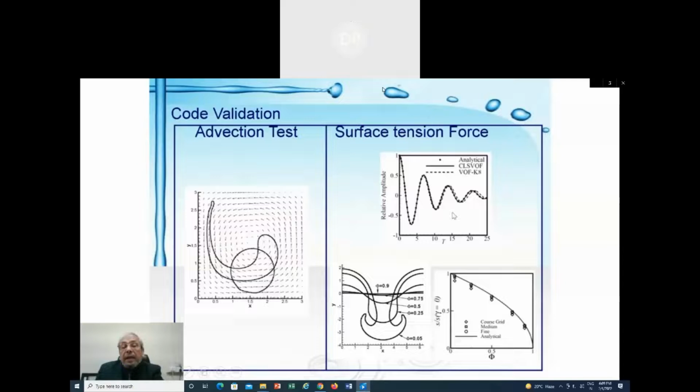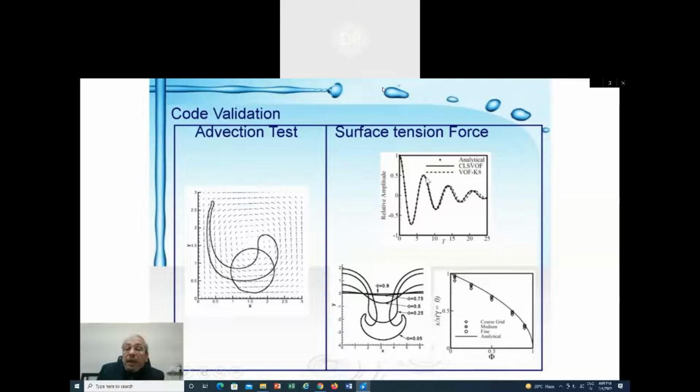Then at the interface between two immiscible liquids, we perturb the interface and monitor the amplitude of fluctuation at a given point. And then we compare that with our numerical method. An analytical solution is available. Professor Prosperetti's analytical solution is very well known.